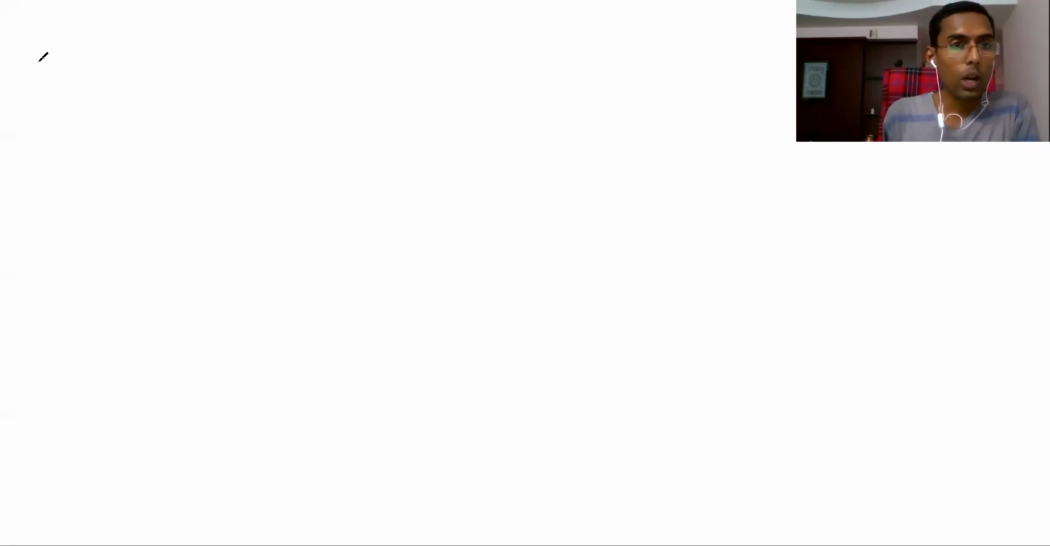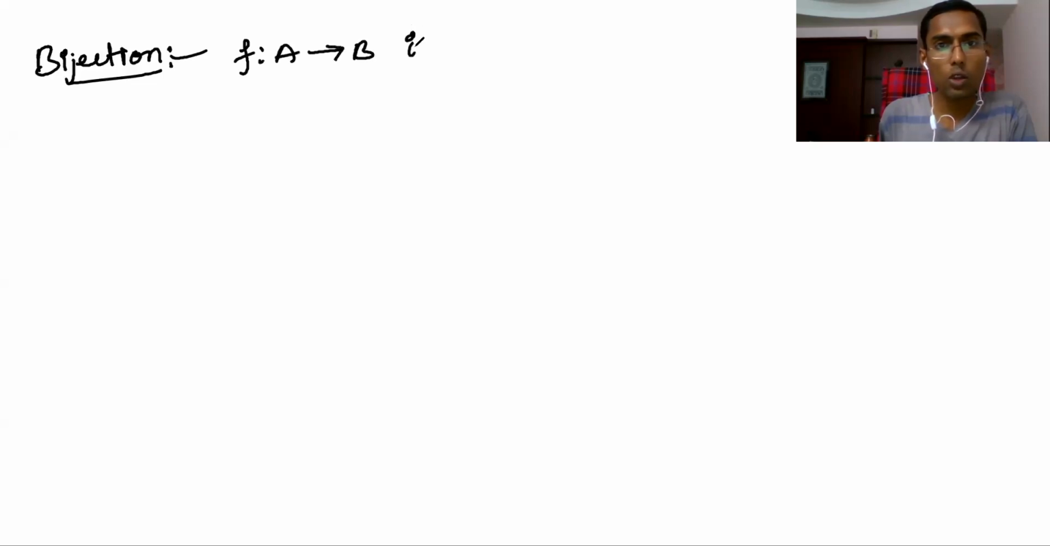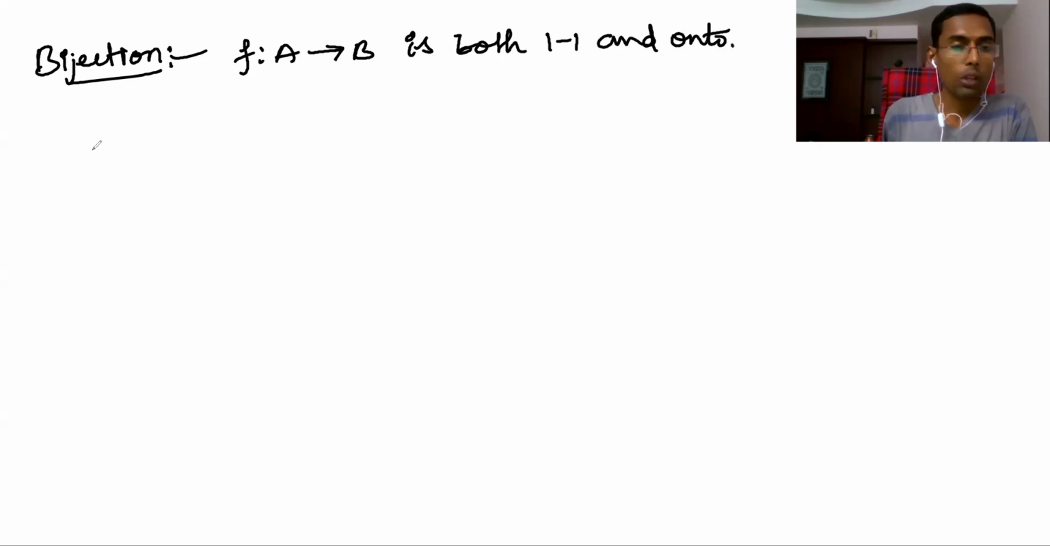Okay, so what we discussed last class is bijection. So what is this bijection? If a function f from A to B is both one-one and onto, that is injection and surjection, then it is called a bijective function.